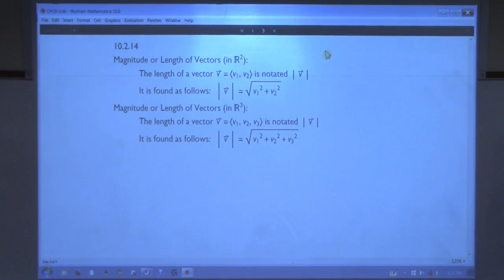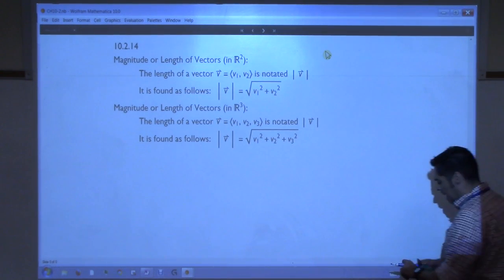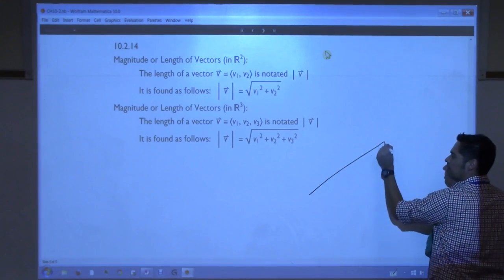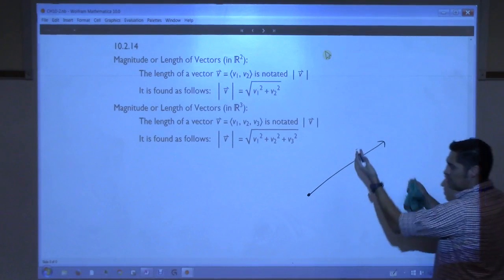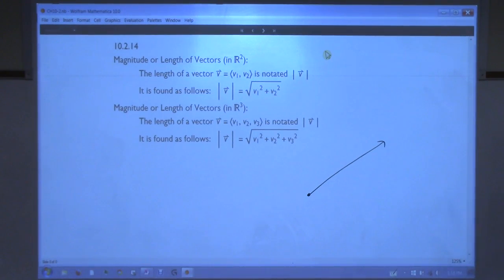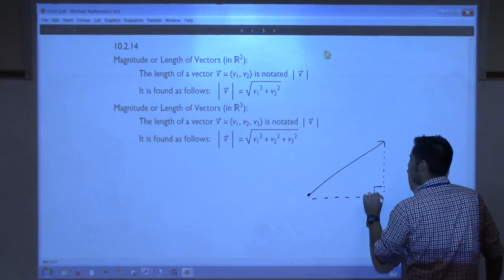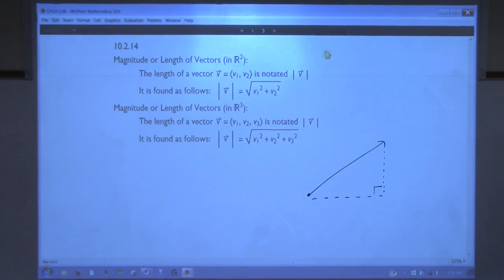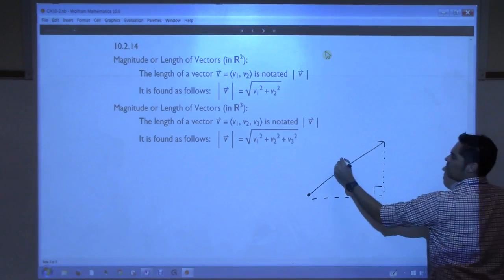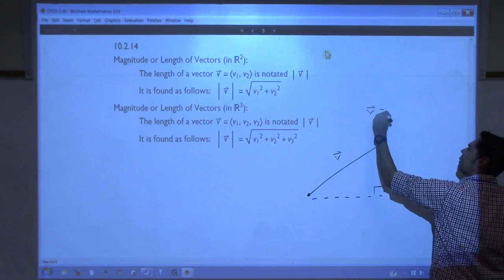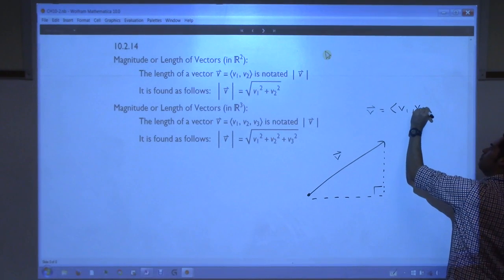All right, so now we talk about the magnitude or length of a vector. If you go back and look at some arbitrary vector, let's say in two-dimensional space, and we want to know how long it is, does it make sense to you that we would just apply some sort of Pythagorean theorem to it? So if this is the vector, let's call it V, then we know that we could rewrite V in its component form, V1, V2, right?